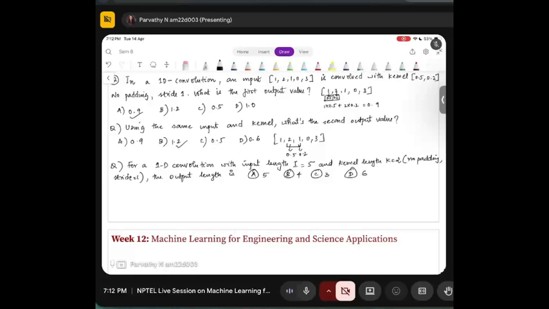For 1D convolution with input length I is equal to 5 and kernel length k is equal to 2, no padding, stride is 1. The output length is A) 5, B) 4, C) 3, D) 6. I'm not sure about the question. Is stride normal sliding? Can you rephrase it? I'm not sure what you're asking.